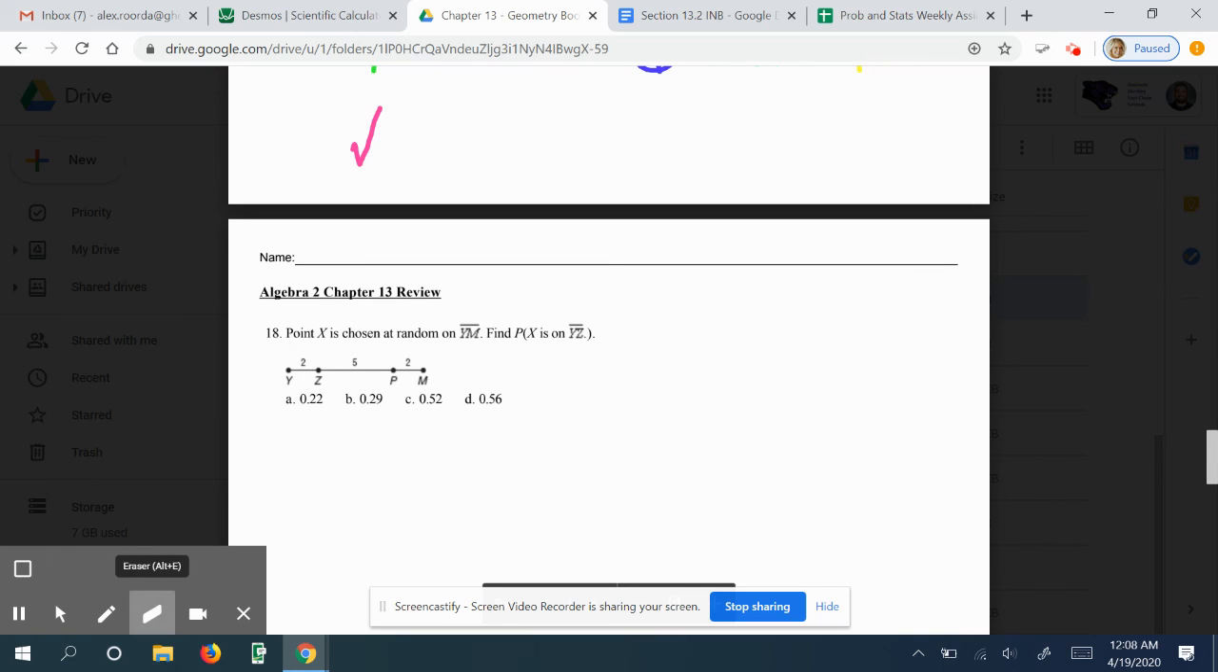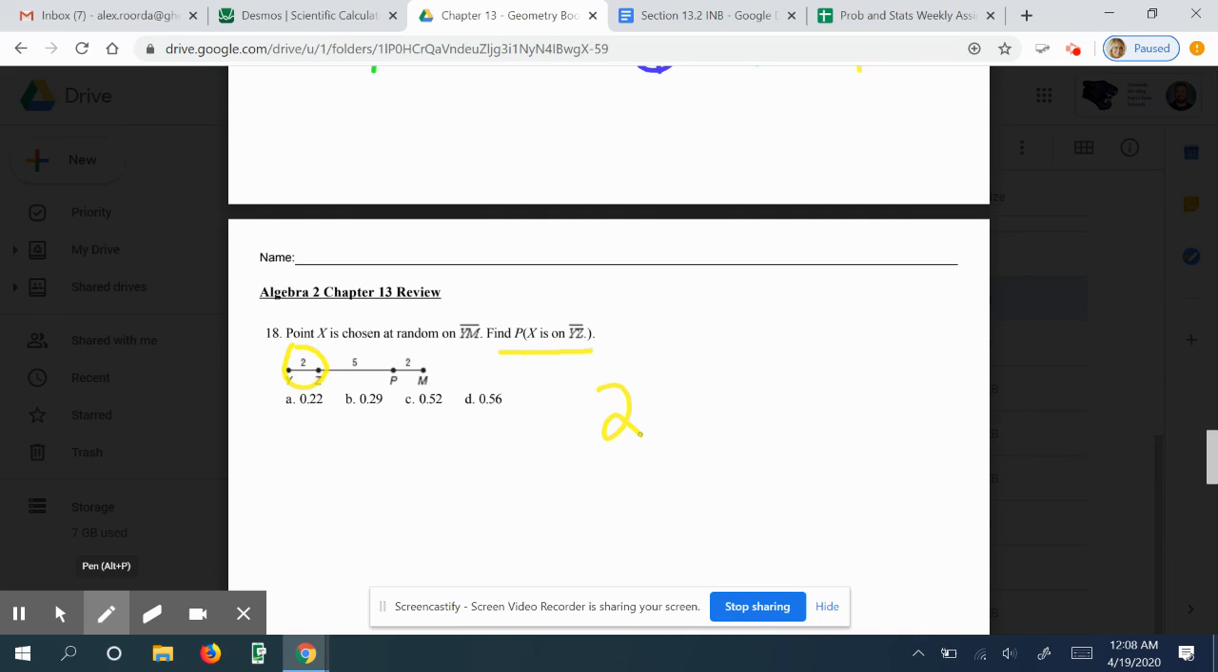Finally, the last one, question 18. Point X is chosen at random on YM. Find the probability that X, and that's what this means, the probability that X is on YZ. So I'm going to assume my little point X is right here on YZ, which is 2 in length. Somewhere in there, it's going to be 2 out of the whole thing, YM.